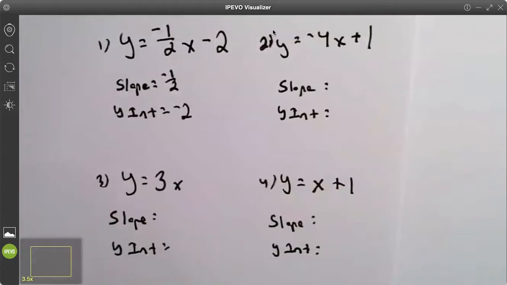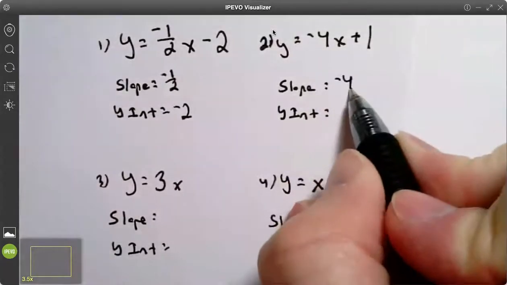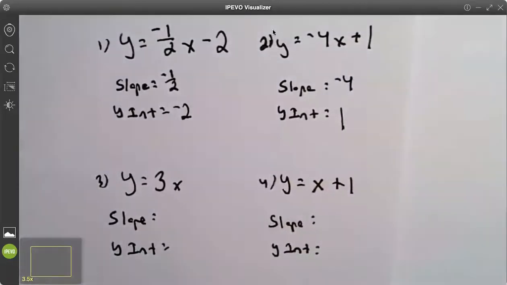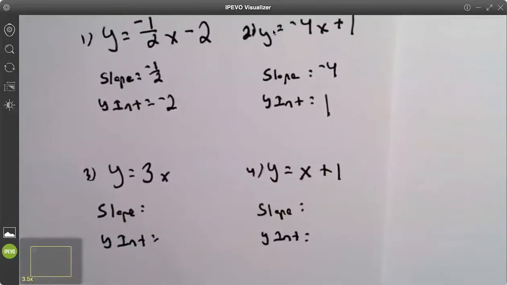Think about your answer for number 2. Your slope is negative 4. That's what goes before the x. Your y-intercept is positive 1. That's what goes after the x. Think about your answer for number 3.